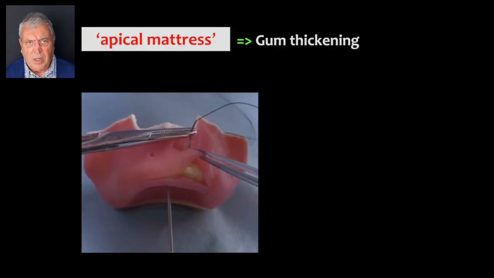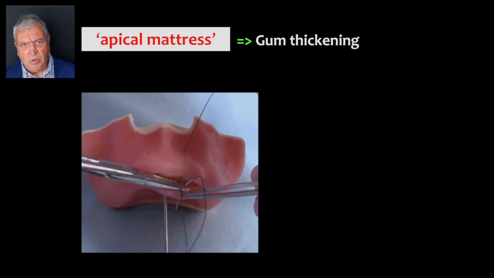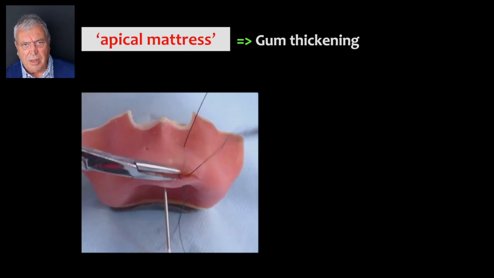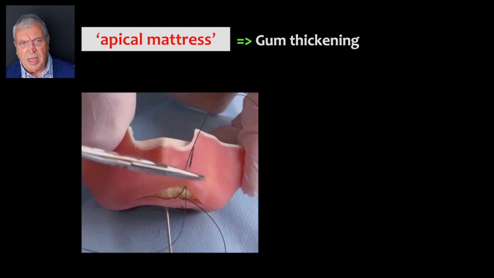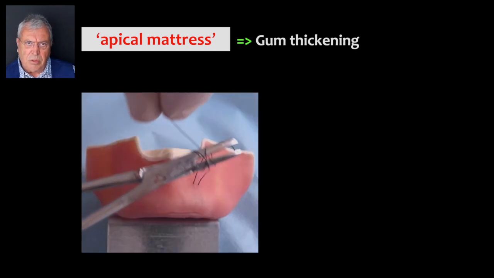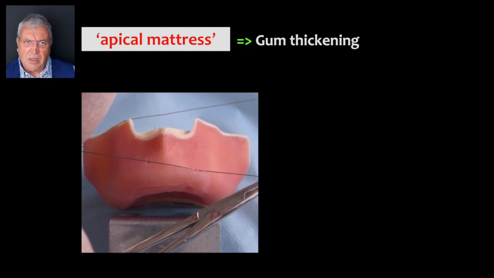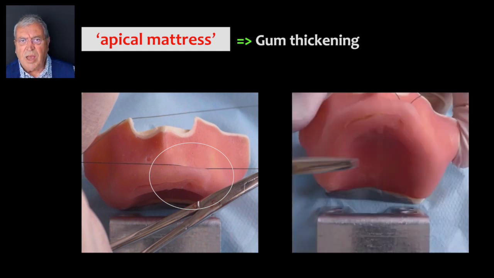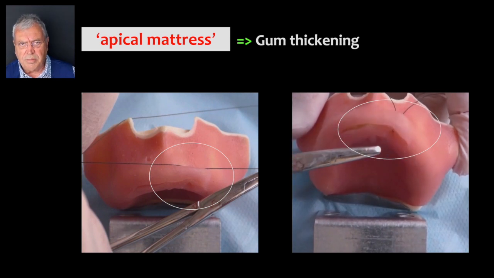This is in the maxilla. We go inside into the palate, we go back, and then the outlet is horizontal, 1.5 centimeters from the margin. And then when we tighten the sutures, we see the thickness increase. But at the same time, we see that we have too much soft tissue, more than necessary.